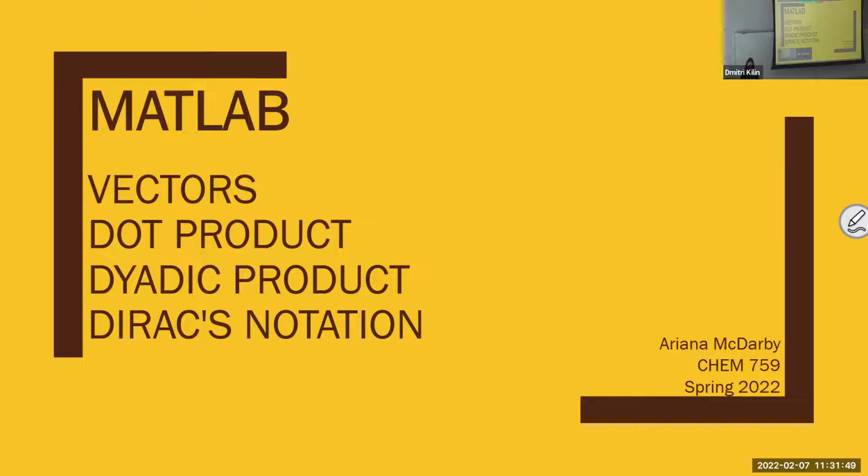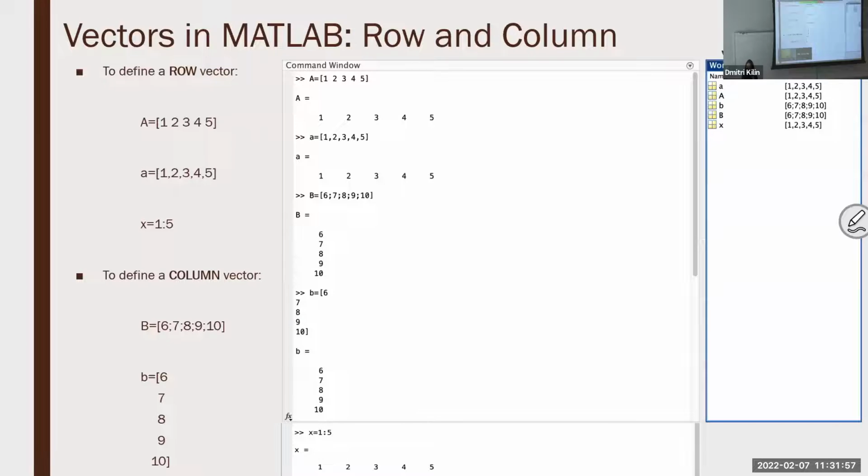Okay, good morning. I am going to be talking about vectors in MATLAB and a couple different things you can do with them. So the heading just says vectors in MATLAB. There are two ways you can define a vector: you either have a row or a column.